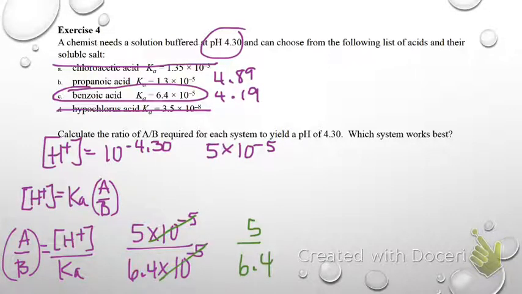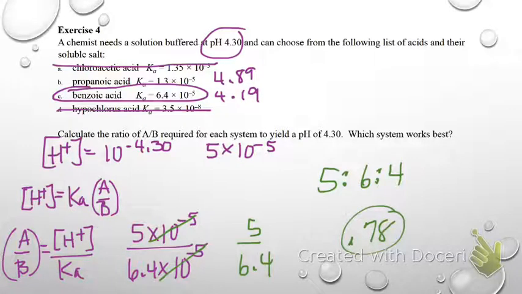5 to 6.4. So 5 moles of acid to 6.4 moles of base. Or if you wanted to do a calculation, you could do 0.78, but that doesn't really help us. So that's the ratio of how we would work that. So you need 5 parts acid to 6.4 parts base to make this buffer. I just canceled out the times 10 to the negative 5 because it's on the top and the bottom.